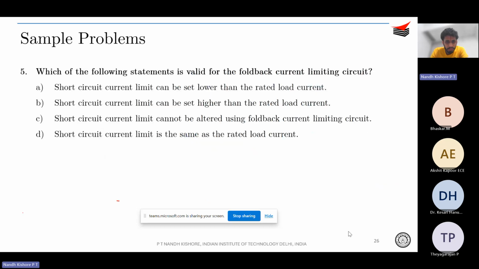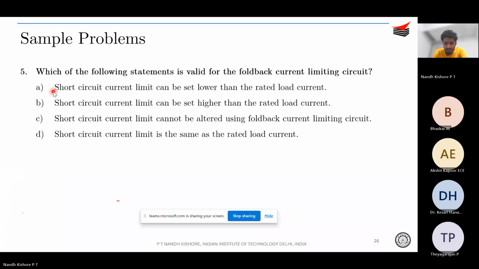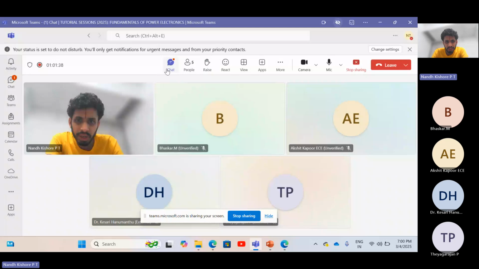Okay, so which of the following statements is valid for the foldback current limiting circuit? Short circuit current limit can be set lower than the rated load current. Short circuit current limit can be set higher than the rated load current. Short circuit current limit cannot be altered using foldback current limiting circuit. And short circuit current limit is the same as the rated load current. Can anyone tell the answer? Anyone try to attempt the answer?